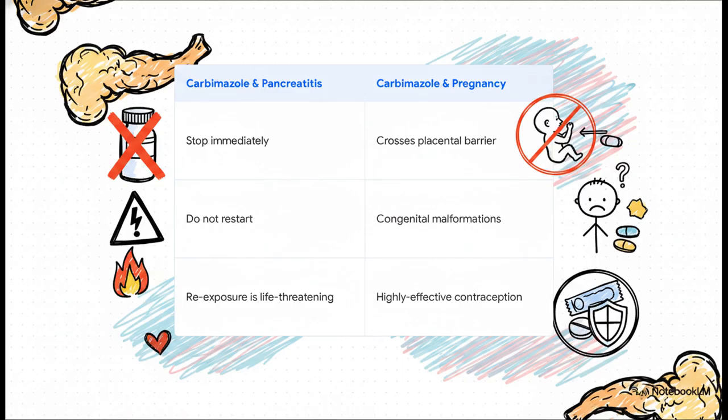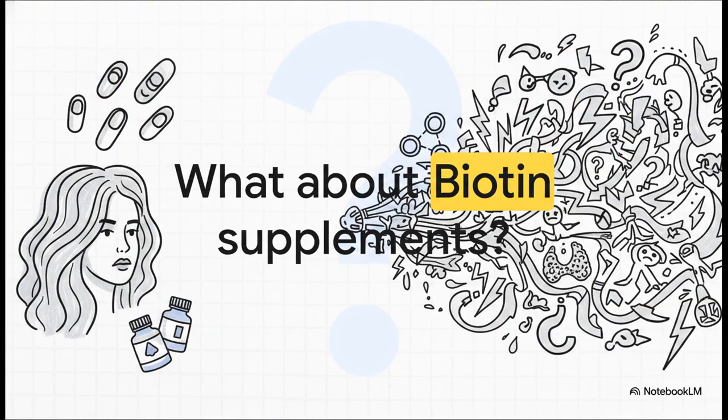Second point, acute pancreatitis. It's rare, but it happens. If a patient develops it, you stop the carbimazole immediately, and you never, ever restart it. Why? Because re-exposure triggers a rapid, life-threatening recurrence. Now, here is a question that trips people up all the time. What about biotin? You know, the over-the-counter hair and nail supplement. Why on earth does vitamin B7 cause so much absolute chaos in the endocrine clinic?